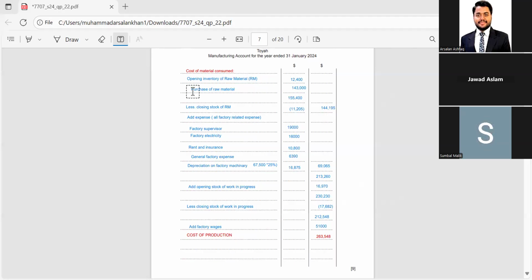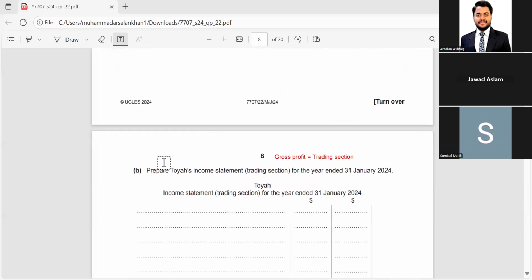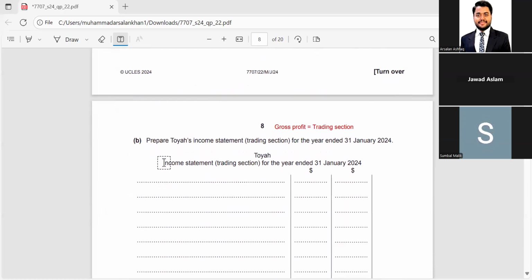Okay, so after this part, we are given with one more part, which is trading section. Okay, we have to prepare the Toya's income statement trading section only. And trading section simply means we have to prepare income statement, but till the gross profit. Okay, we have to prepare the income statement till the gross profit only.